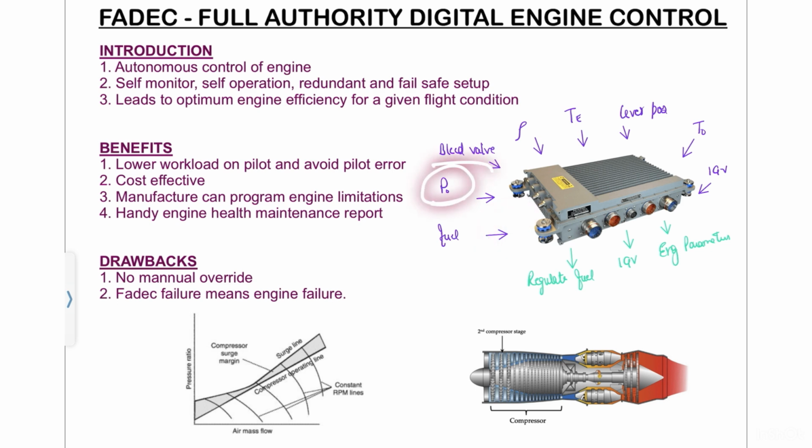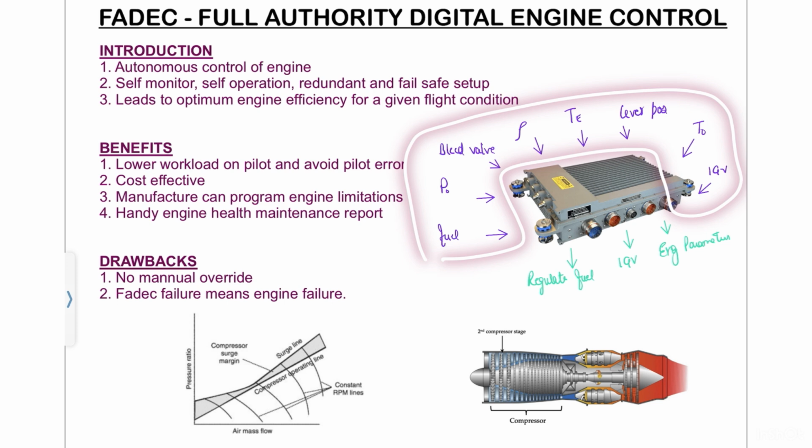Ambient pressure, bleed valve position, density of the air, temperature, exhaust temperature, jet pipe temperature, or the combustion chamber temperature of the engine. Lever position, the position of the lever which regulates the amount of fuel going into the engine. Ambient temperature, inlet guide vane assembly, how much air is going inside the engine. The position of the guide vane is being read by the FADEC.